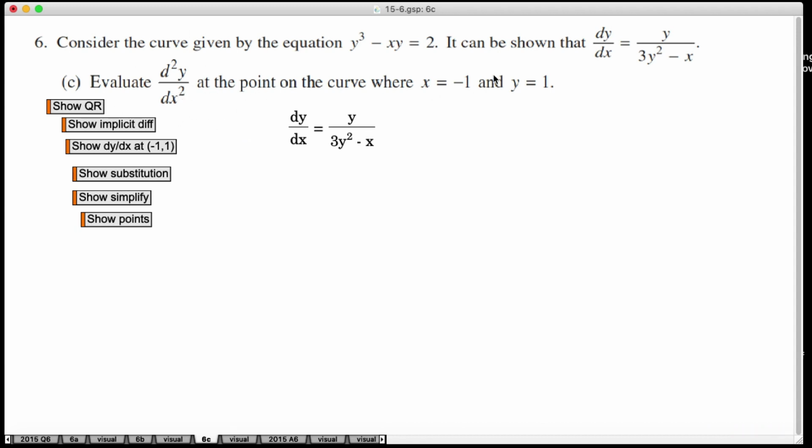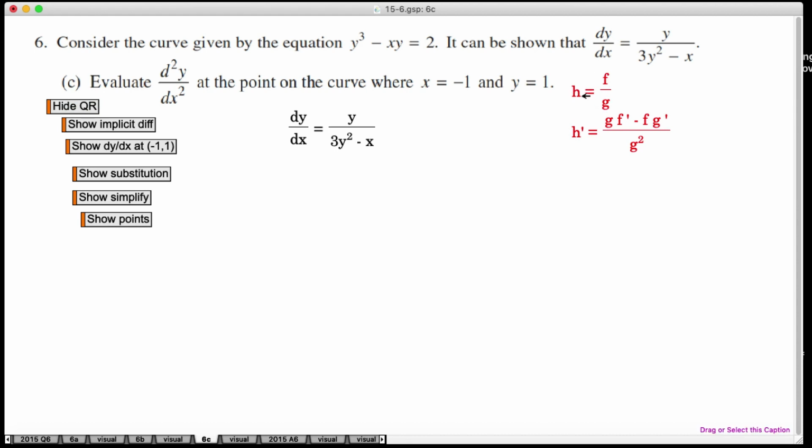So what we need to do then is find the second derivative. We have to differentiate the first derivative to get to the second derivative. To differentiate this, we have to use the quotient rule. So just a little refresher on the quotient rule, because a lot of people make mistakes with this.